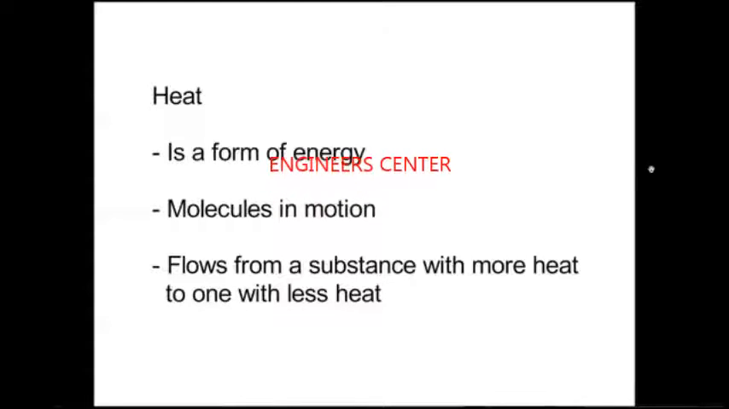I want you to start thinking of heat as molecules in motion, not so much as something that is hot to your touch. And heat always flows from a substance that has more heat, or more molecules in motion, to one with less heat.